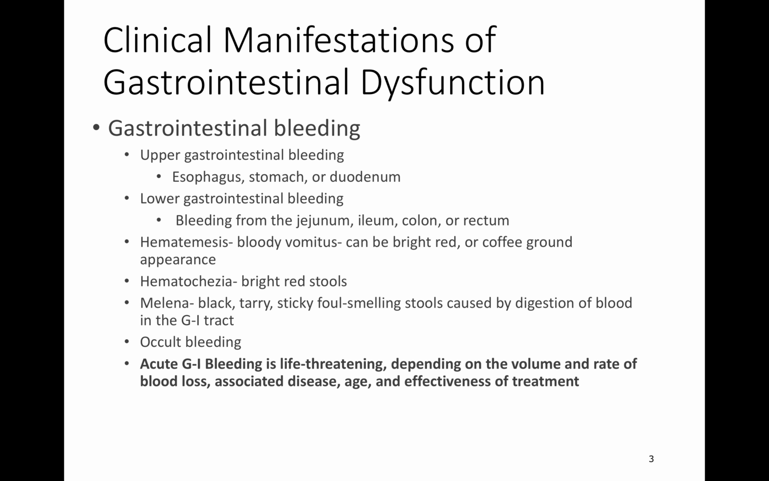Occult bleeding is hidden blood. Sometimes we'll test a stool for occult bleeding because we can't see it. It's not bright red, it's not black and tarry, but yet the physician may for some reason think that they are bleeding into the stool. So we'll check for what we call occult bleeding. Acute, and I bolded this because it's important, acute GI bleeding is life-threatening depending on the volume and the rate of blood loss, associated disease, age, and effectiveness of treatment.